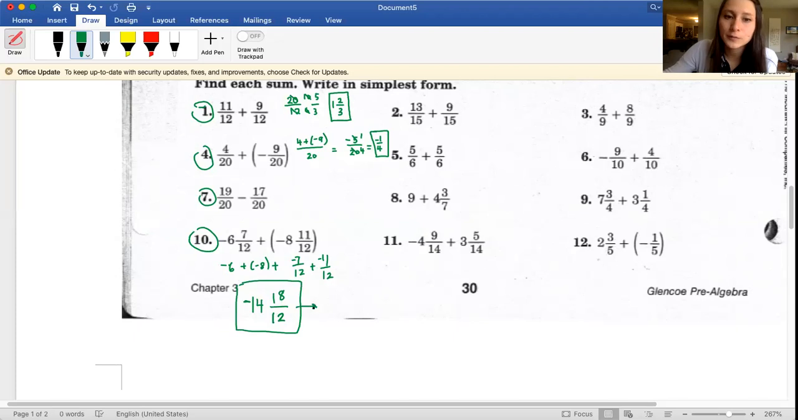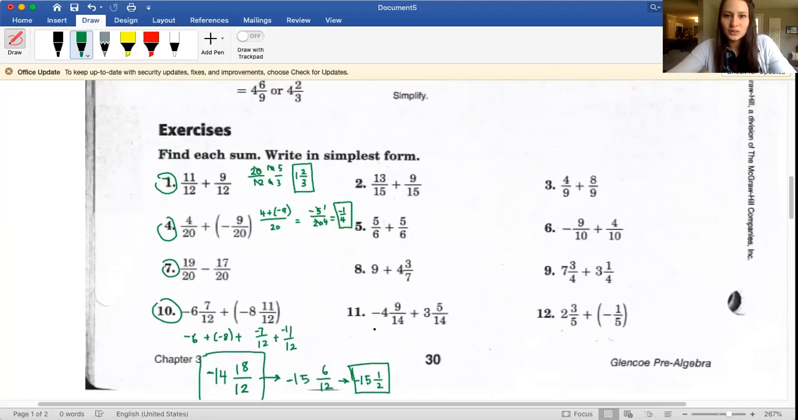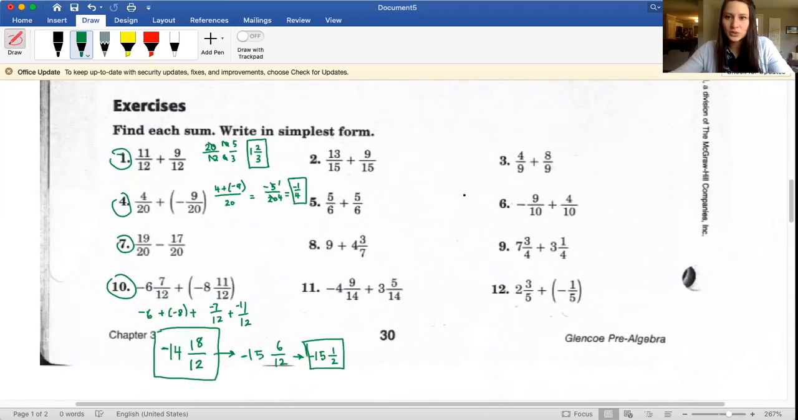Now, I've got to go one step further because 18/12 is an improper fraction, and I want to turn this into a mixed number. So I can bring another 1 whole over and make this 6/12, but 6/12 is 1/2, and so I can keep going, and this becomes negative 15 and 1/2. So that had a few steps, didn't it? All right, let's do another column. Why don't we do this whole column here, 3, 6, 9, and 12. You guys pause the video, work it out, and see if you can do those and check your answers.